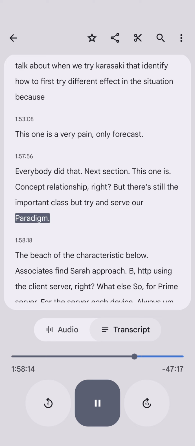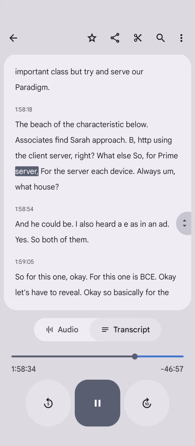Client server paradigm. First one, you pick which of the characteristics below are associated with the client server approach? B. HTTP uses the client server, right? What else? C. So for client server, the server needs to be what? Always on. What else?